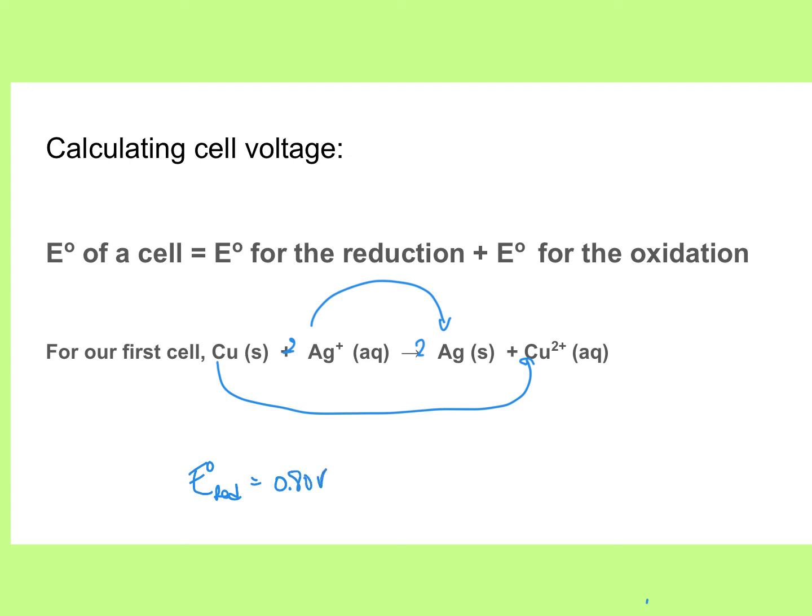0.80 volts, and the oxidation of copper, now keep in mind, when you're looking at the reduction table, you're seeing the reduction of copper. Now we're looking at the oxidation of copper, so you have to change the sign. We will talk about this in class. And the oxidation of copper is negative 0.34 volts. So when you sum these up, E0 of this cell is 0.46 volts, which is positive, which is favorable and spontaneous.